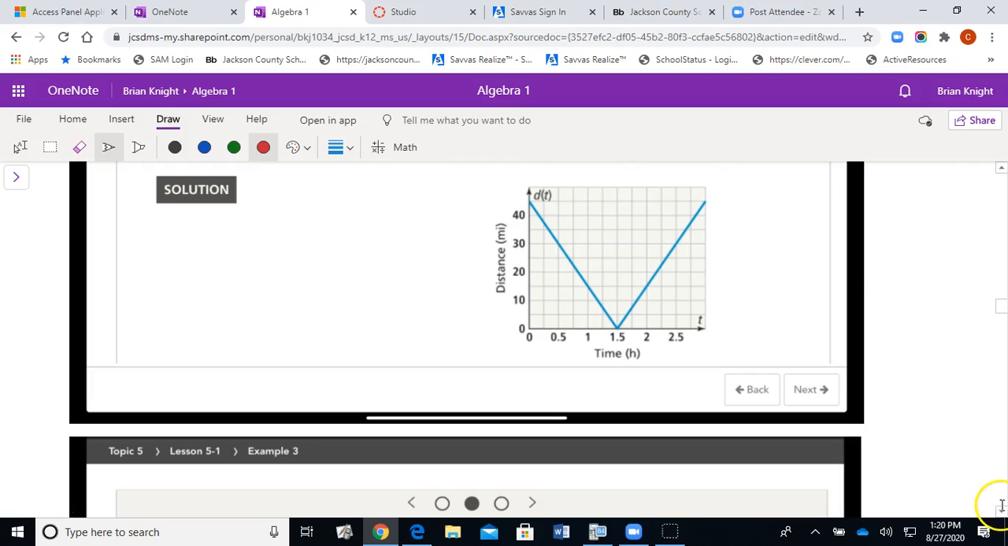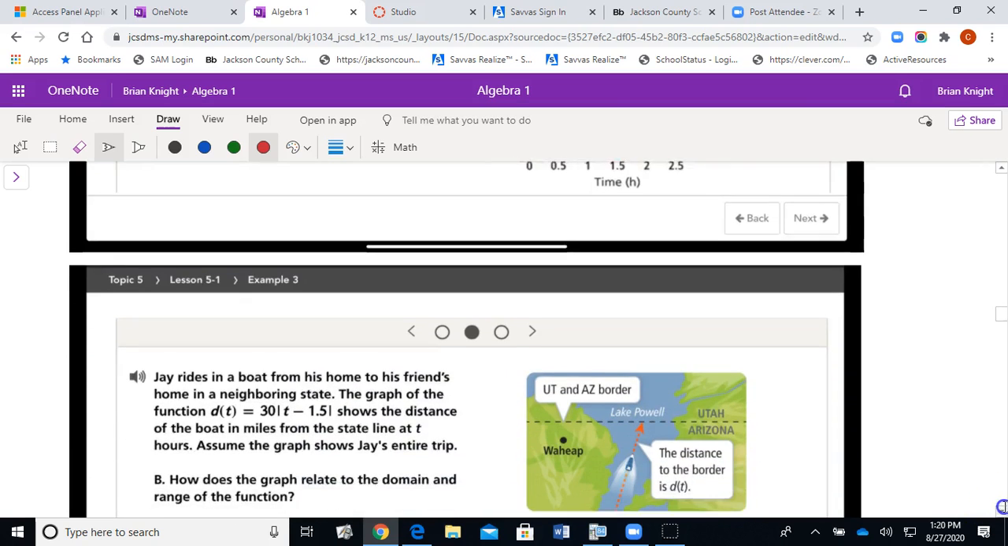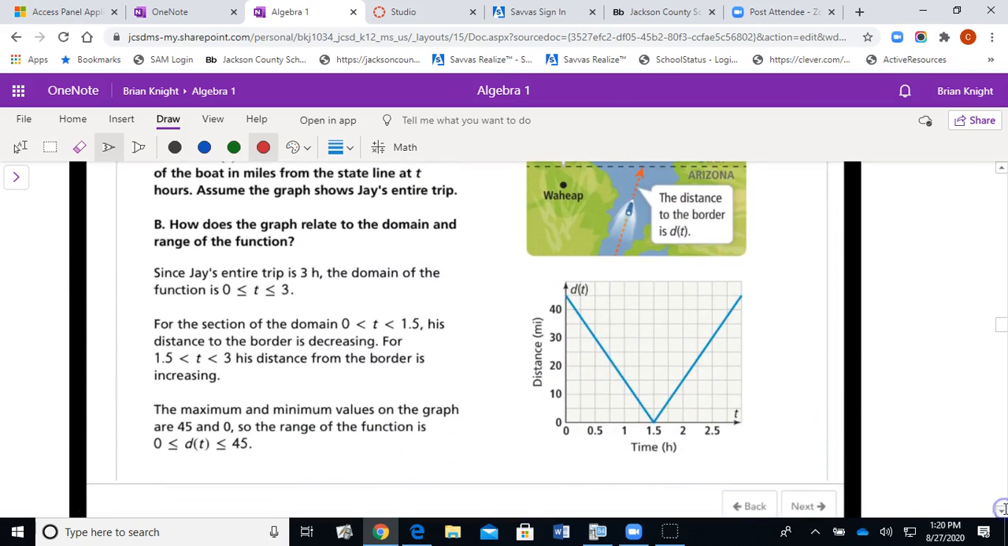All right. Why is time on the bottom? Because your time doesn't ever stop, like we talked about. It's always going to be your independent variable. Your distance depends on how long you've driven. You got me? Why did he drive straight? Oh, I don't know. Because he's Jay and he wanted to.